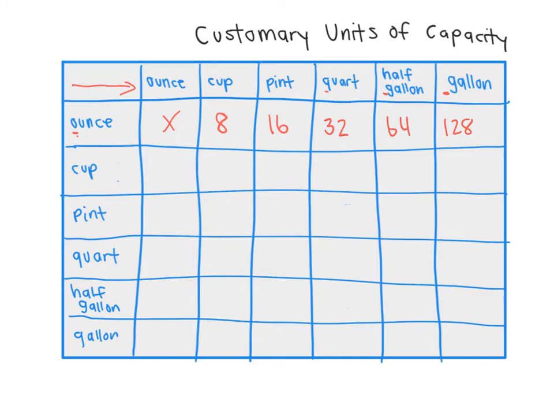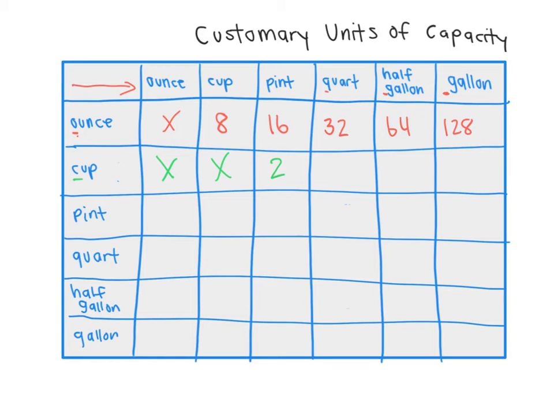Okay, so now I'm going to use a different color here, and I'm only using a different color just to show you. You guys don't have to use a different color when you're writing this down unless you want to. Okay, so again, I'm going to X these two off because they're smaller measurements. So how many cups are in a pint? 2. There's 2 cups in a pint.